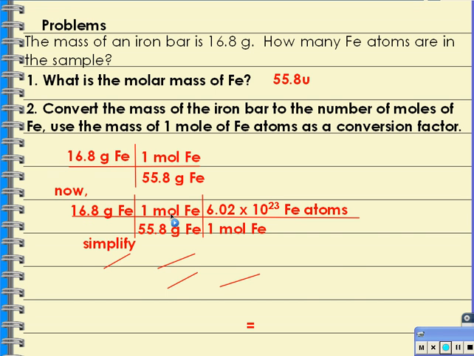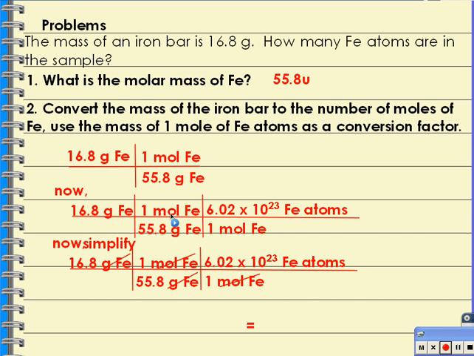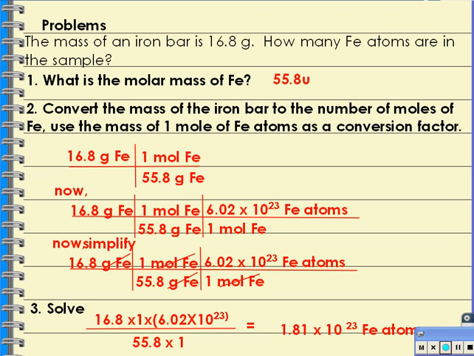So we actually needed 2 conversion factors to get to where we're going. So we can simplify that. So 16.8 grams of iron times 1 mole over 55.8 grams of iron times 6.02 times 10 to the 23rd over 1 mole. So we can simplify the grams and the moles, leaving us with the equation 16.8 times 1 times 6.02 times 10 to the 23rd, all over 55.8 times 1. Well, that's just math now, and it becomes 1.81 times 10 to the 23rd iron atoms. So we start with grams, we have a conversion factor from grams to moles, and then we have a conversion factor from moles to numbers.